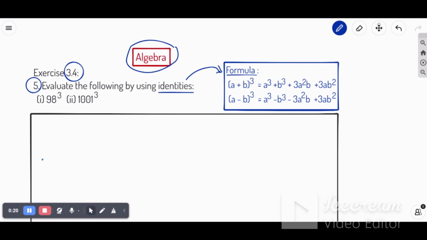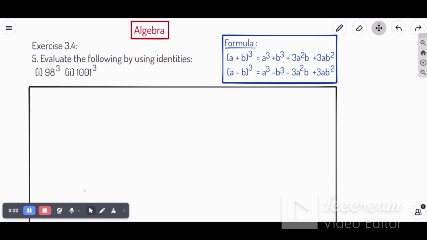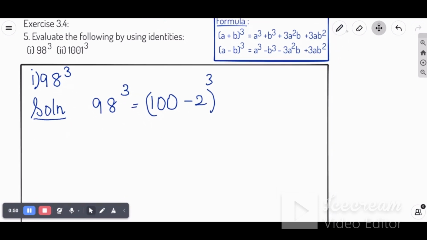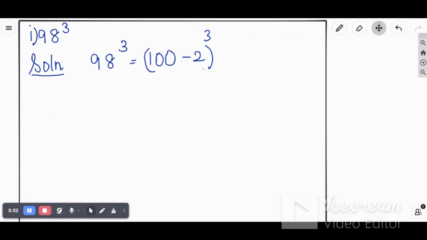So first let us start our solution. The first question is 98 the whole cube. So how can you write this 98? 98 is nothing but 100 minus 2. So 98 cube can be written as 100 minus 2 the whole cube. Okay. So now we are going to apply this formula. Which formula? The second one we are going to apply.